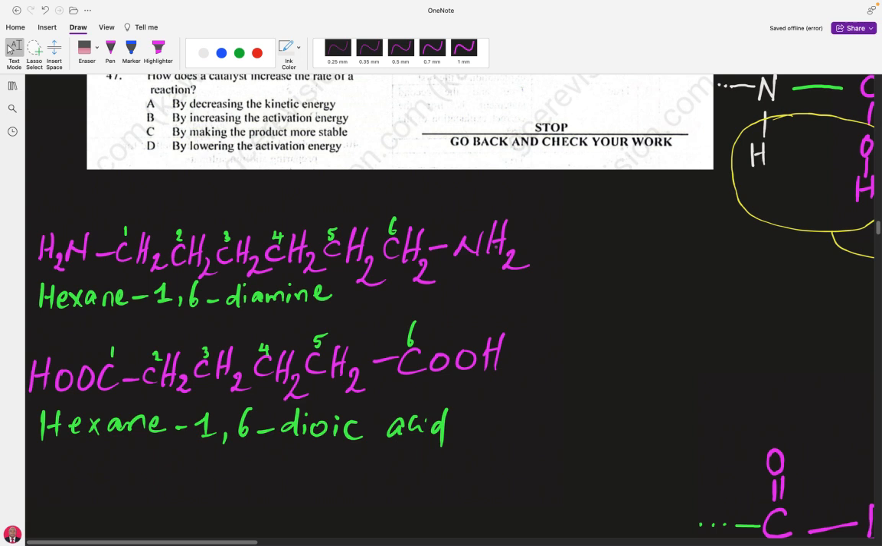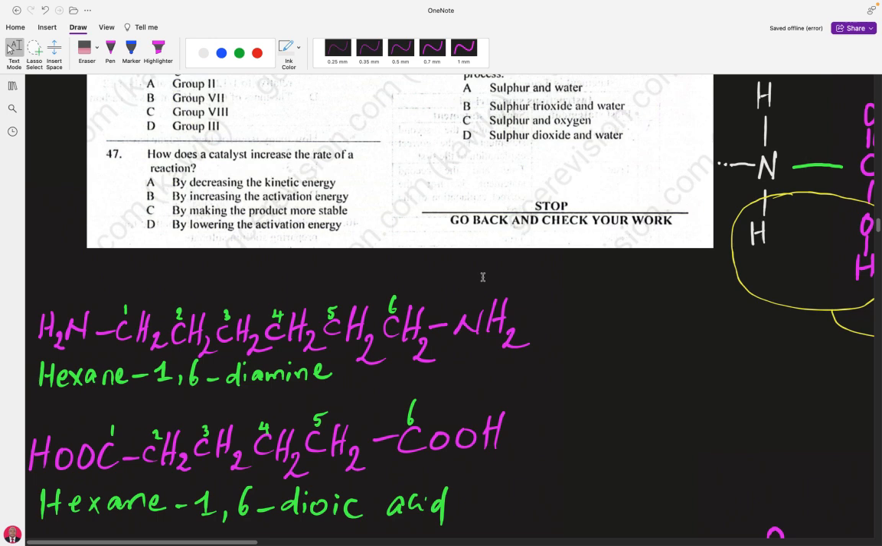When we say hexane, I mean it's an alkane with 6 carbon atoms. I can start numbering from here. This is the first carbon, the second carbon, the third carbon, the fourth carbon, the fifth carbon, and the sixth carbon. So I can name it as hexane-1,6-diamine, because there are two amine groups. The same thing goes with this other one, hexane-1,6-dioic acid, because the acid group is located on the first and on the sixth carbon. And we say dioic because there are two acid groups. We say diamine because there are two amine groups.